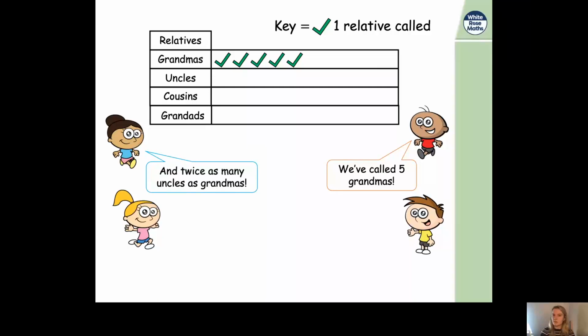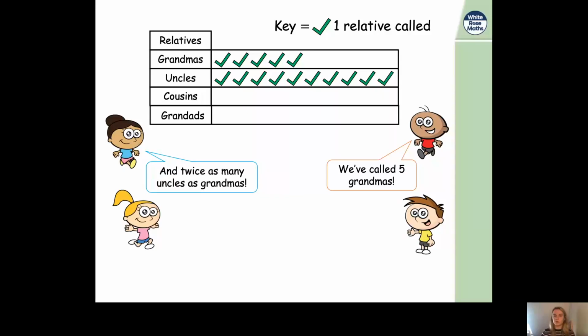Now, how many ticks are we going to need for 10 uncles? Well, one uncle will be 1 tick. So 10 multiplied by 1 equals 10. We're going to need 10 ticks because each tick represents an uncle. So there's my first tick to represent 1 uncle, my second to represent 2, third to represent 3, my fourth, my fifth. Why am I counting up in ones here too? Yes, each tick represents 1 relative. So I've got 5 uncles, 6 uncles, 7 uncles, 8 uncles, 9 uncles, and 10 uncles.